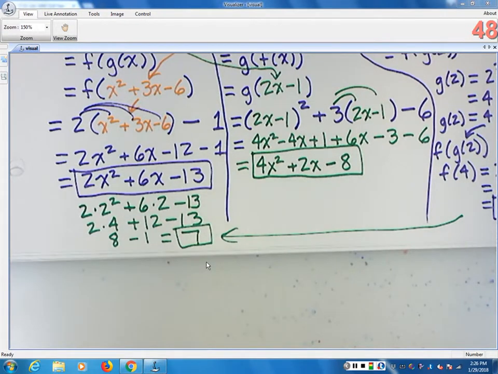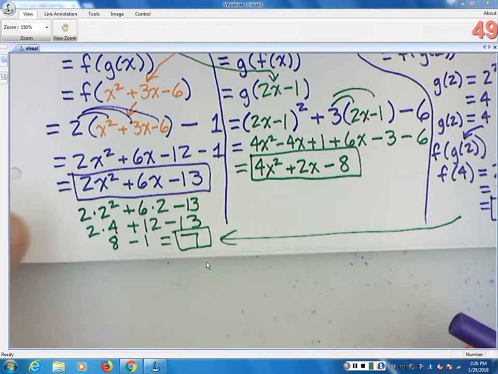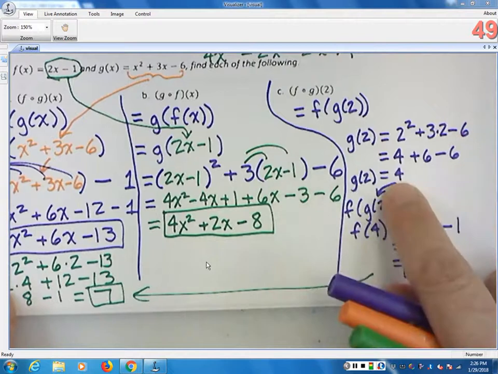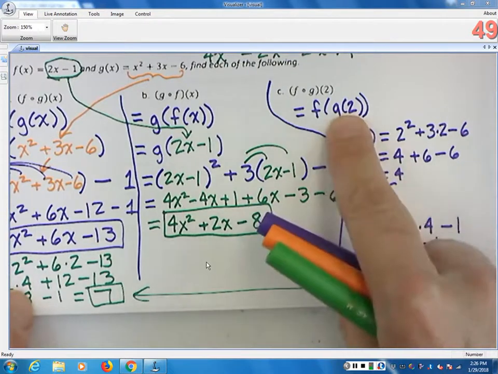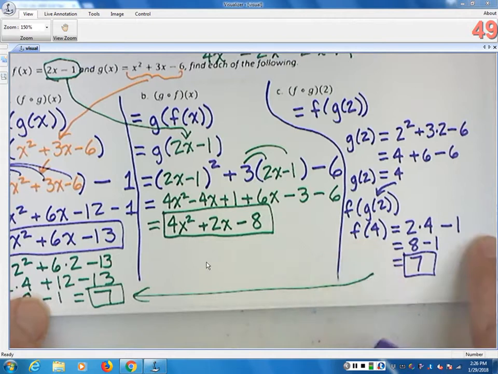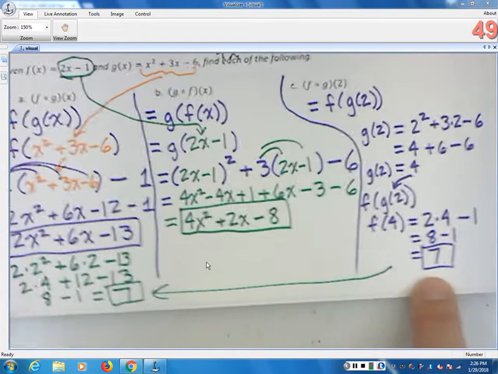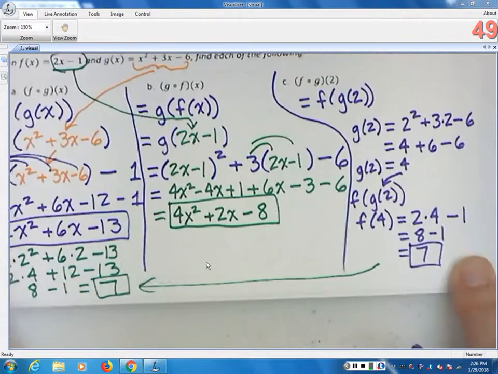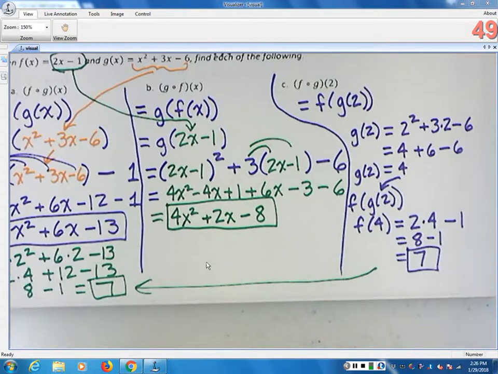So since we'd already figured F of G of x out. But it's actually easier if you haven't figured F of G of x out to just start to find G of 2. And then plug in 4 for G of 2, find F of 4. And that's easier math than doing all this first. Any questions? Those are composite functions.